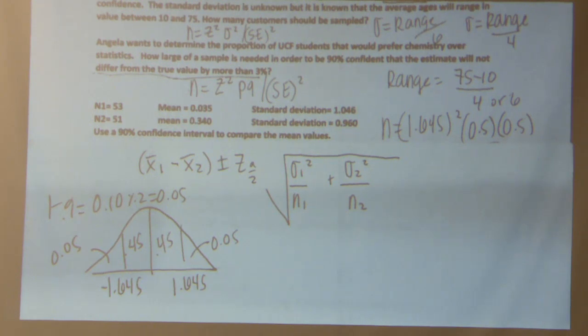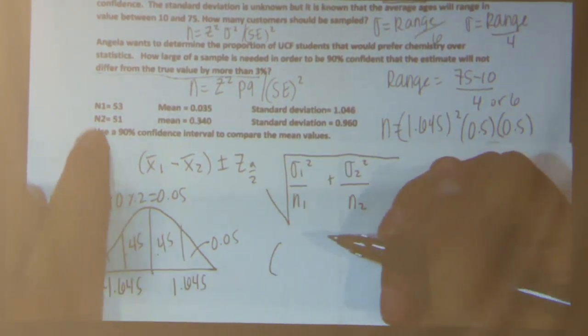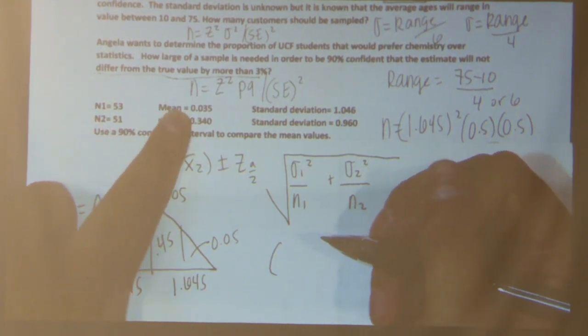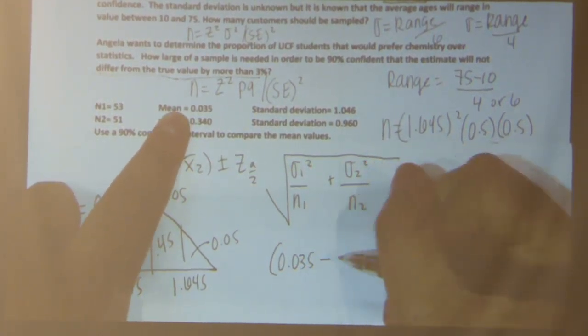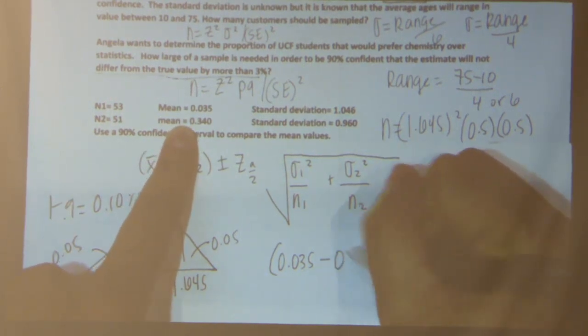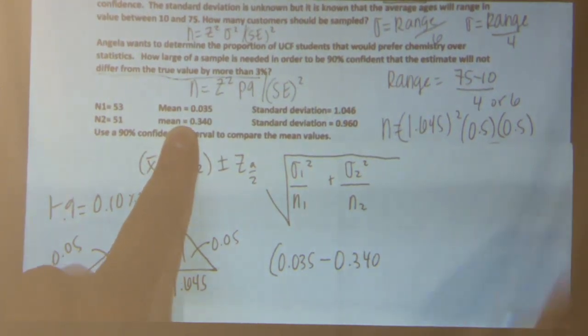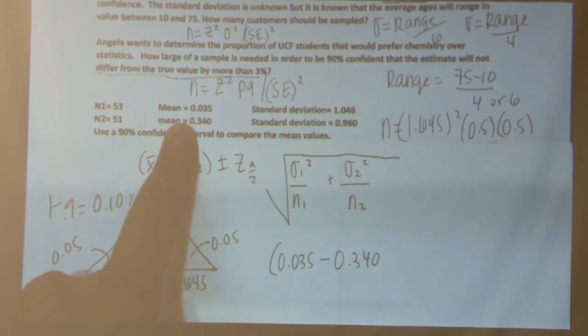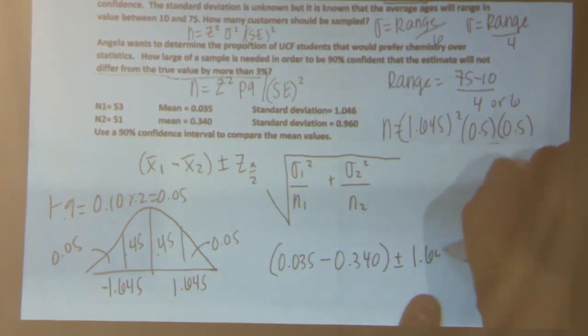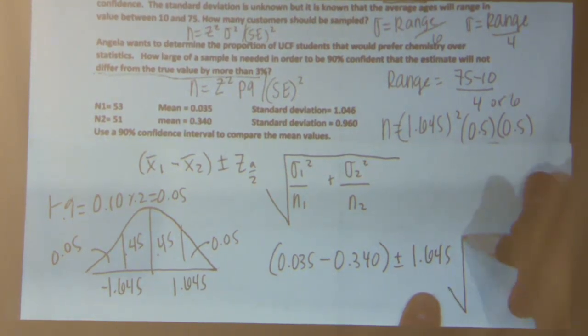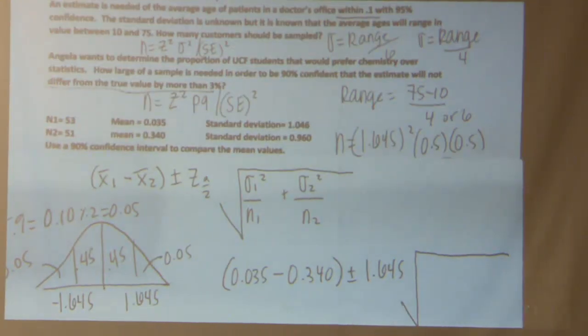So now we can plug everything into our formula. So our first x bar is going to be 0.035, minus out the second one of 0.340, plus or minus our critical value of 1.645, times the square root.